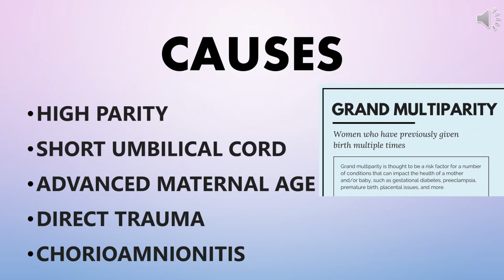Third one is advanced maternal age. Women who give birth or have a pregnancy after 35 years of age have a higher risk of acquiring abruptio placentae. Fourth one is direct trauma. A trauma to the abdomen may cause the separation of the placenta very easily. And last one is chorioamnionitis. It is the infection of the fetal membranes and fluid that may predispose the woman to premature placental separation.